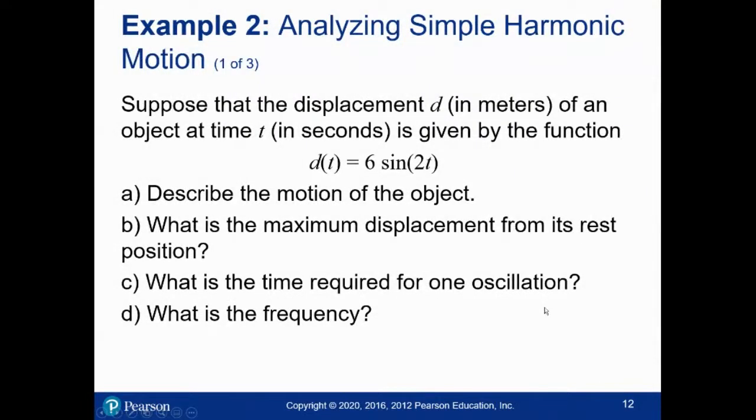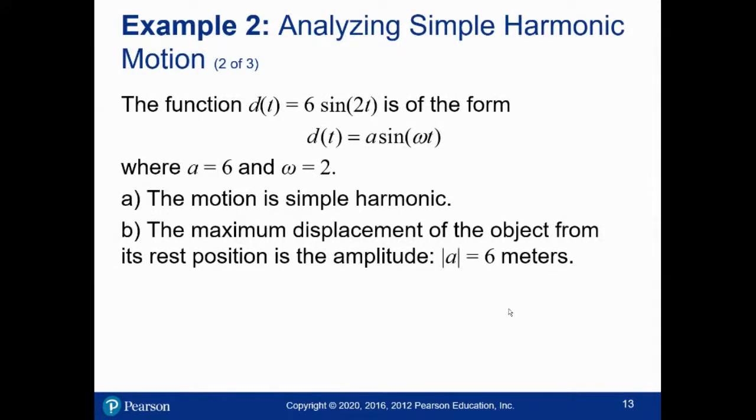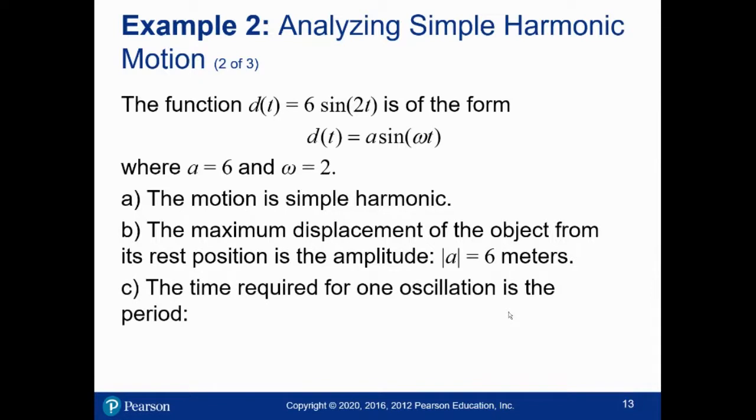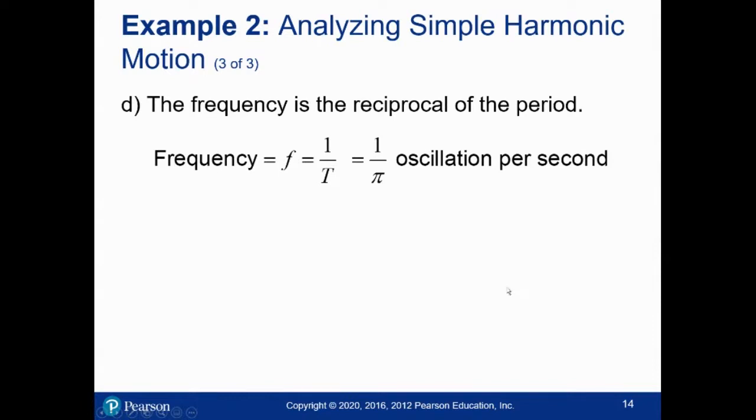Okay, another example. Suppose that the displacement is given by the following function, 6 times the sine of 2t. What is the maximum displacement from rest? What is the time required for one oscillation? And what is the frequency? How many oscillations does it do in 1 unit of time, which is measured in seconds? So the maximum displacement is just the amplitude, that's 6. The time required is the period, so that's 2 pi over omega, and omega was given to be 2, so it's pi seconds. What about the frequency? Well, the frequency is the reciprocal of the period, so since the period was pi, the frequency is 1 over pi, so about 1/3 oscillation per second. That's pretty slow motion. It takes 3 whole seconds to do 1 whole oscillation.